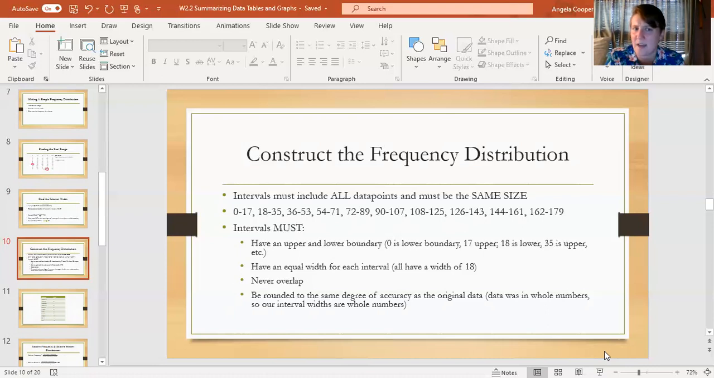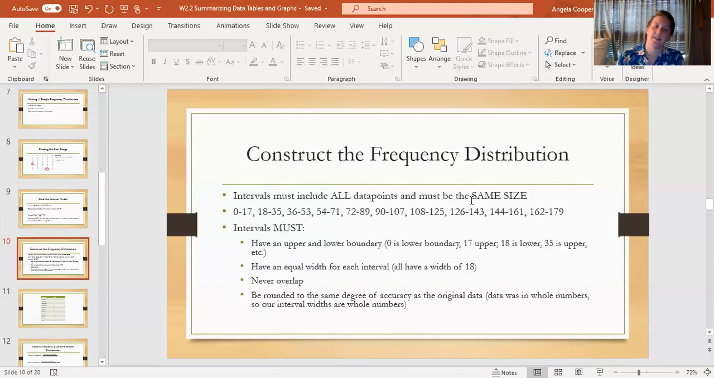If we have overlapping intervals where we have 0 to 17 and then 17 to 35, then for a kid who's on that cusp, who's at 17 minutes a day, they're being counted twice. So they're in the 0 to 17 interval and also in the 17 to 35 interval. And we don't want to do that because it's going to screw up our data. It's not going to be an accurate representation of what we have. So we make sure that our intervals never overlap when we're doing frequency distributions, because we're essentially counting how many people fall in each group.